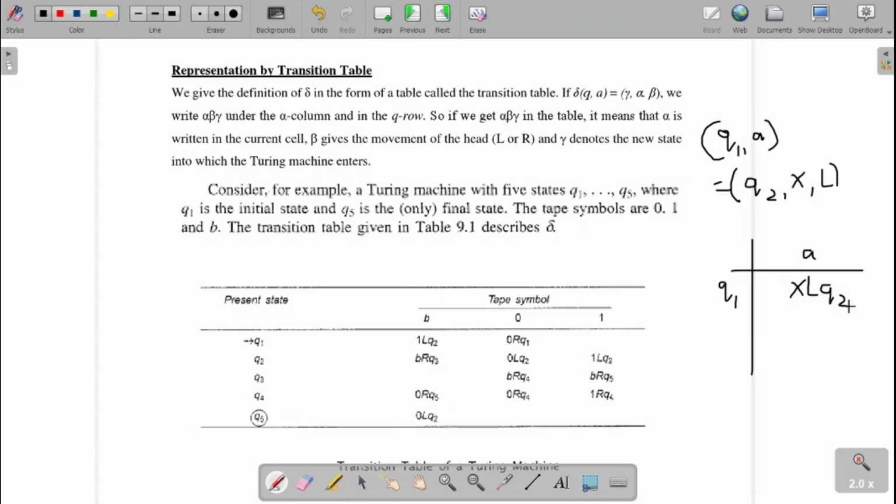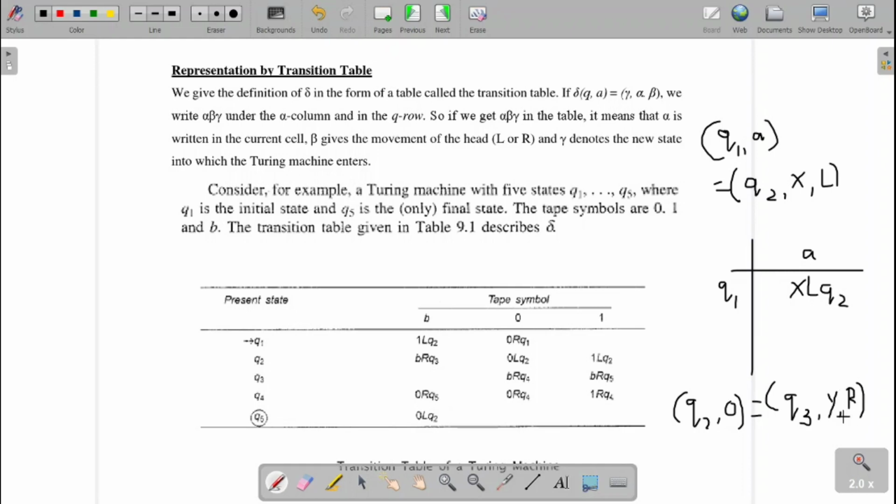In place of this one, suppose I want to have the right move. So let me write the right move as Q2 on 0. Q2 on 0, I want to change my state to Q3. 0 I want to replace with Y, and I want to have the right move.